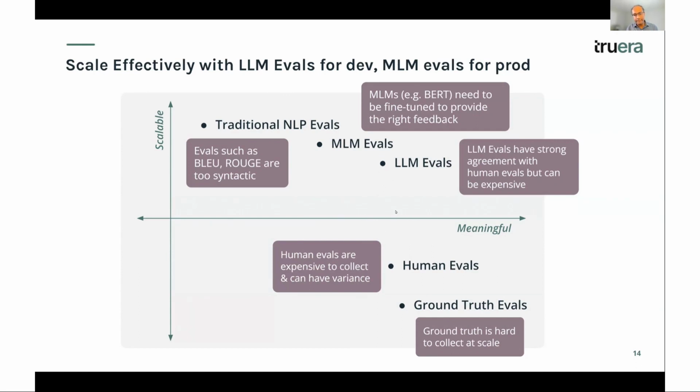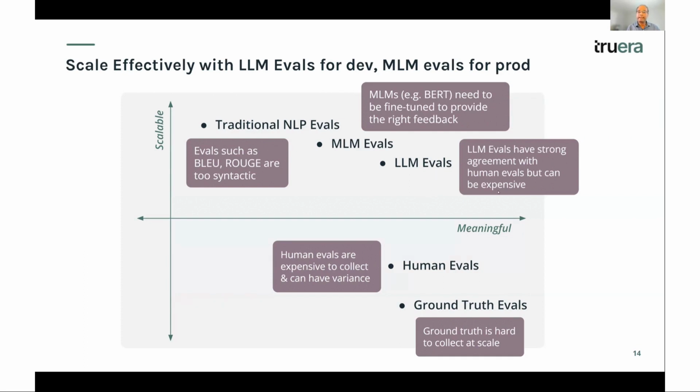There's an interesting paper that came out from a group at Berkeley last year called Judging LLM as a Judge. And part of the finding there was human-human agreement is between 80 to 90%, and LLM eval agreement with human evals is also in the same neighborhood. So that kind of indicates that on the x-axis, we are starting to get good results with LLM evals.